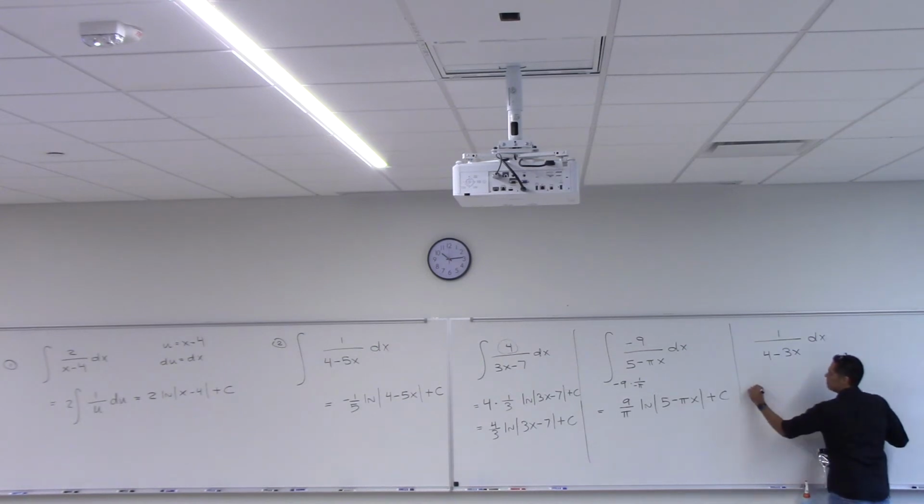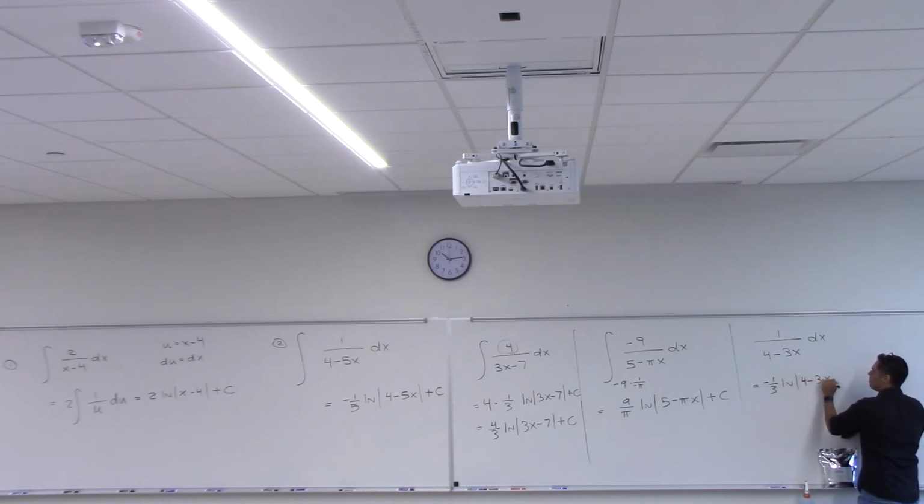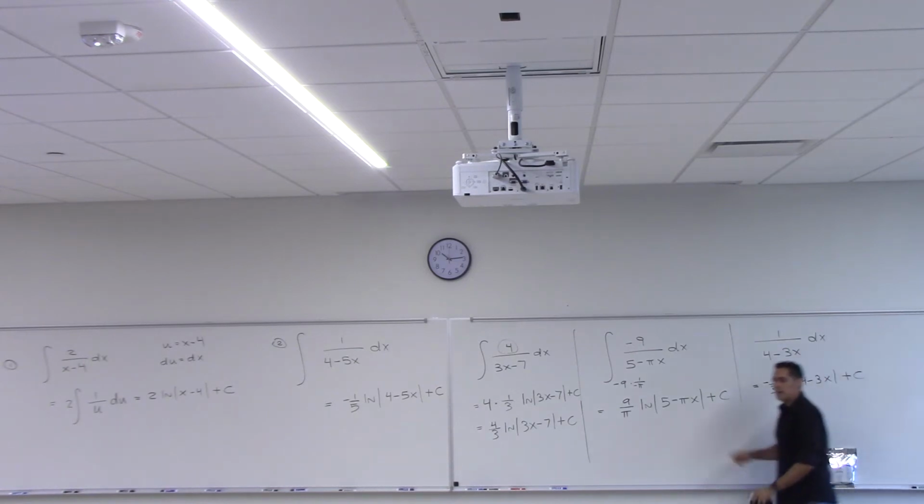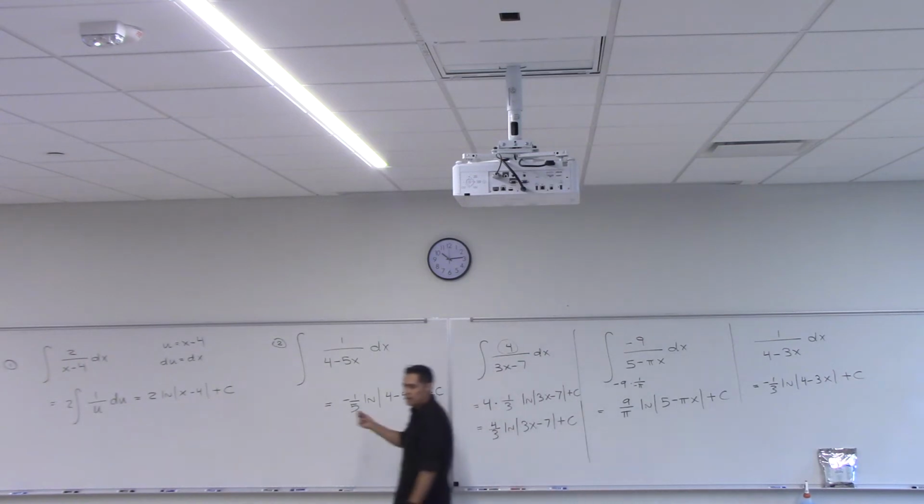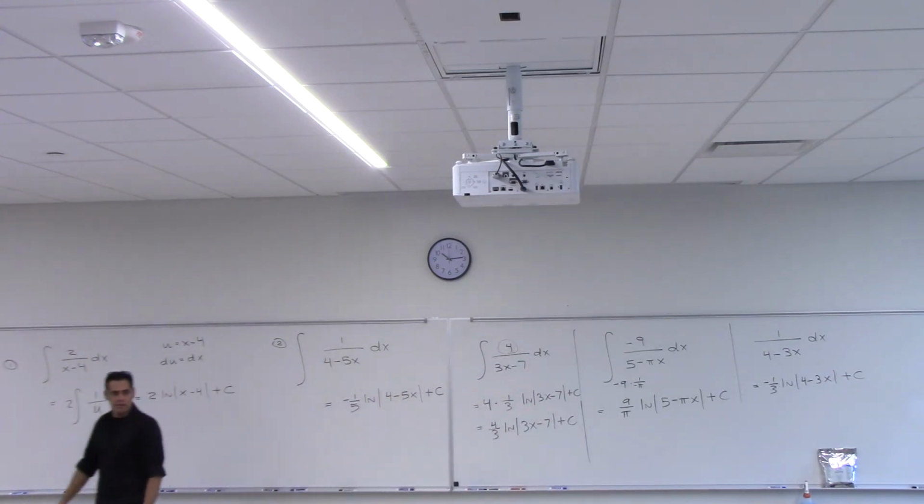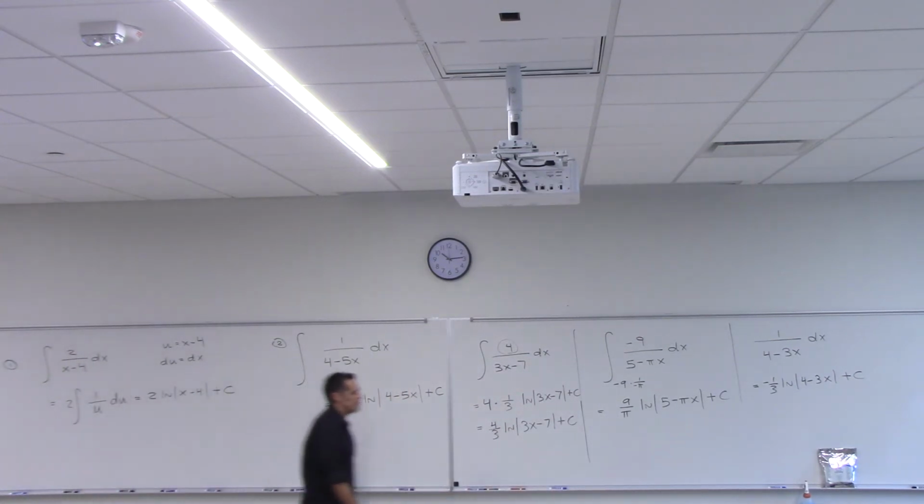Negative 1/3 natural log 4 minus 3x. Okay. Constant over linear should be quick, right? Okay, let's look at the next thing.